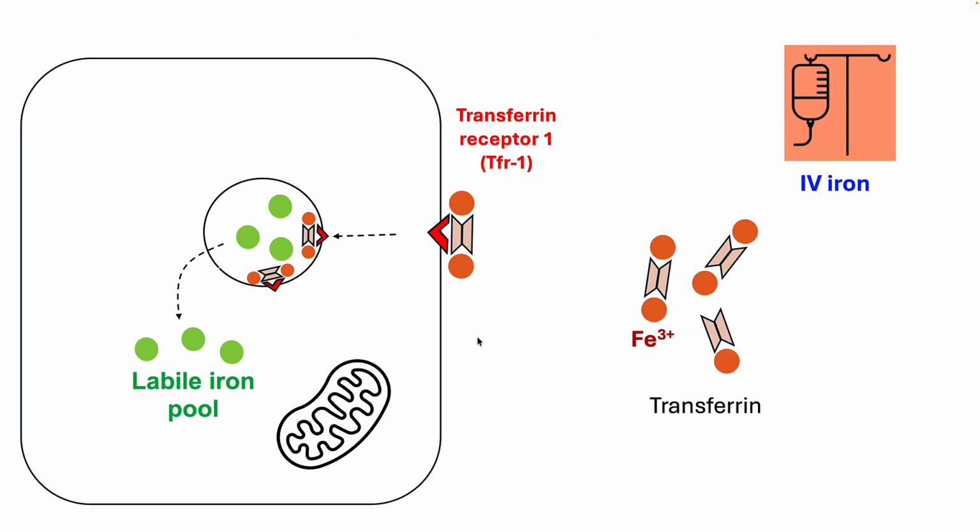But these are macrophages. What about those cells that need iron, for example, erythroid progenitors? It is logical to conclude that IV iron is going to help these cells. However, mechanisms are always more complex than what they appear on the surface.